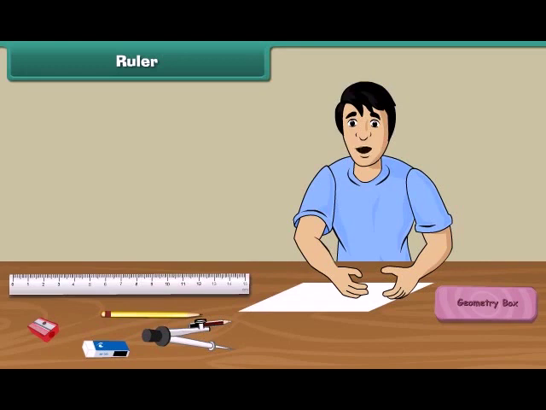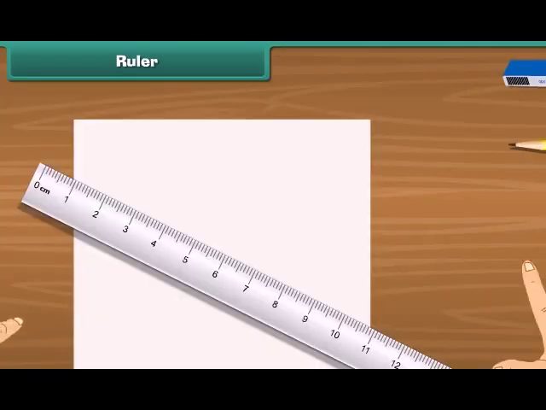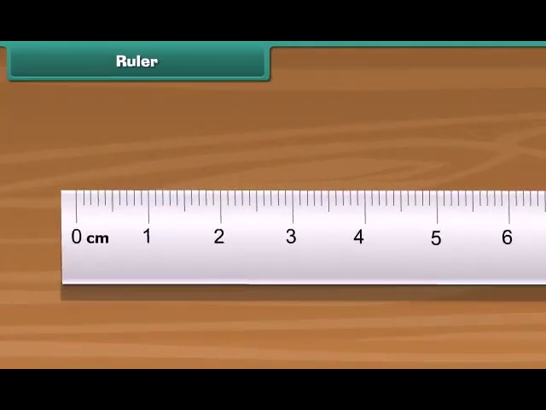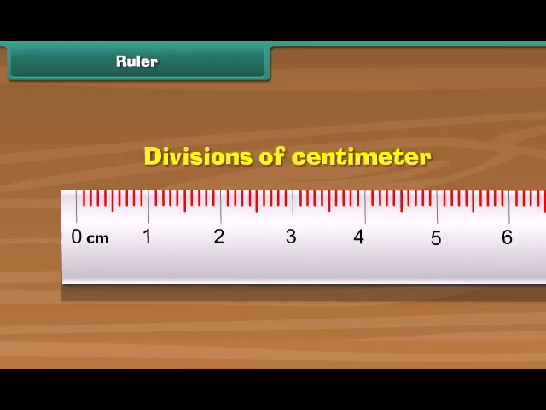I need a 4 centimeter long paper. What will I use to measure the length? Yes, you are correct. A ruler will help me to measure length. You find many divisions on the margin of the ruler. Some lines are longer while others are smaller. The longer lines represent the number in centimeters. The small lines between two long lines represent divisions of a centimeter.